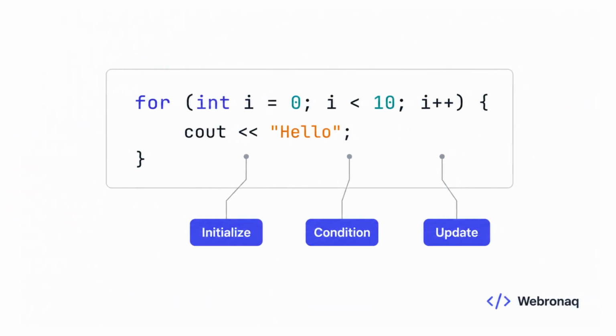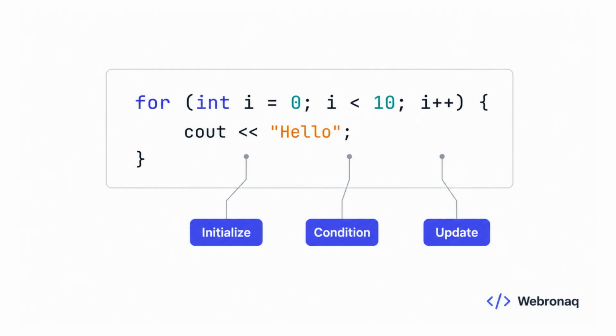Alright, so what exactly is a for loop? A for loop is a control structure that repeats a block of code a specific number of times. Here is what one looks like. The keyword for is followed by parentheses containing 3 parts, separated by semicolons, and then a block of code in curly braces.